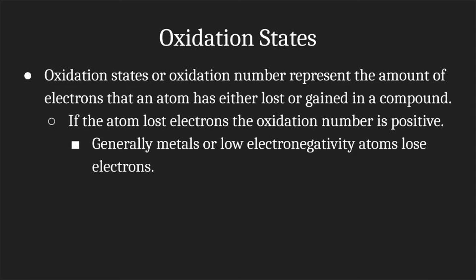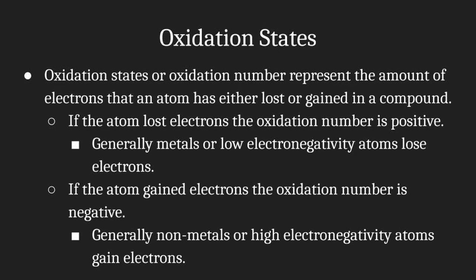So if the atom lost electrons, the oxidation number is positive. Generally, metals or nonmetals with low electronegativities lose electrons. And if an atom gained electrons, the oxidation number is negative. Generally, nonmetals and metals with very high electronegativities gain electrons.